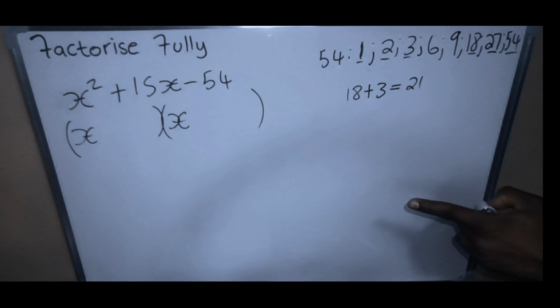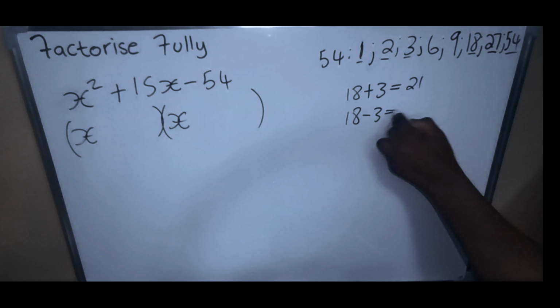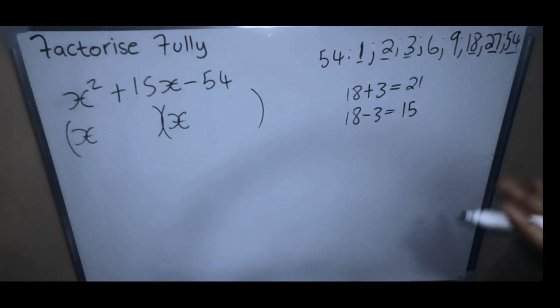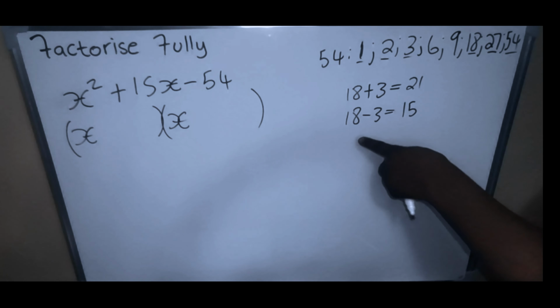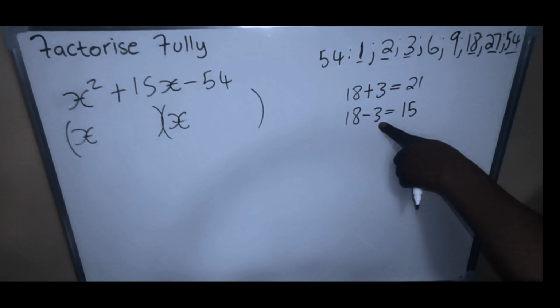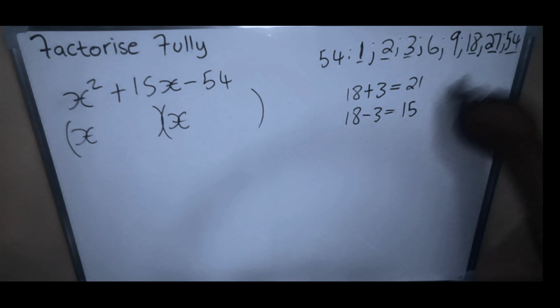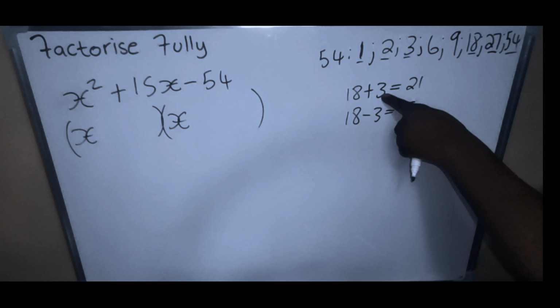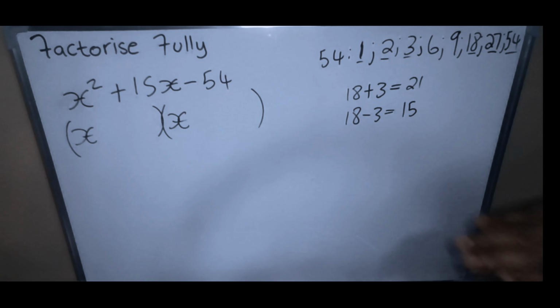But I know that 18 minus 3 is 15. So guys, it's a trial and error method. You cannot just say 18 plus 3. You can literally say 18 minus 3. You add them and they give you 15, or you subtract them to give you 15. So it can be 18 plus 3 or 18 minus 3. It works this way with all factors in this case.